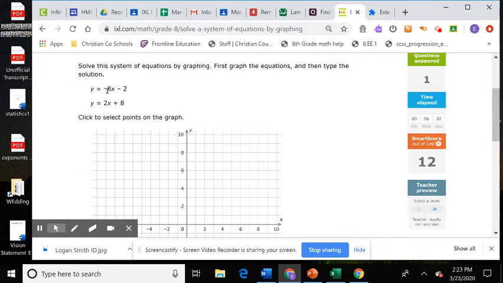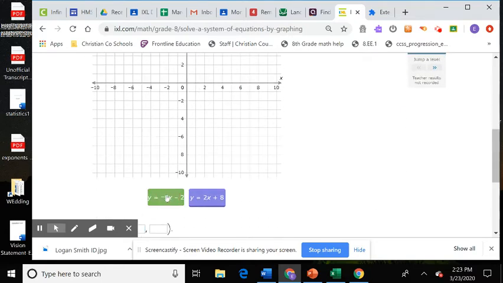Okay, this one is y equals negative 8x minus 2, and y equals 2x plus 8. So I'm going to make sure it's clicked on the green one. I'm going to start with a negative 2. We always start on the y-axis. My slope this time is a negative 8, which means we go down 8. Okay, and then because it's negative 8, that means we'll just go over 1.